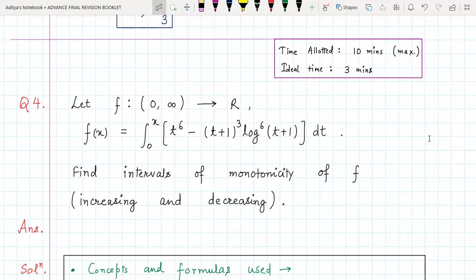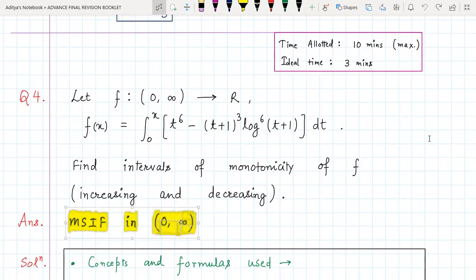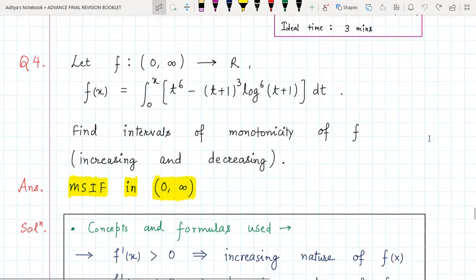Maximum time allotted for this question would be 10 minutes. Ideally, you should try to do it within 3 minutes. So you can pause the video, give the question a try, and then return back to have a look at the solution. So I hope all of you have tried it out. Now the answer to this question would be, it is a monotonically strictly increasing function in 0 to infinity.